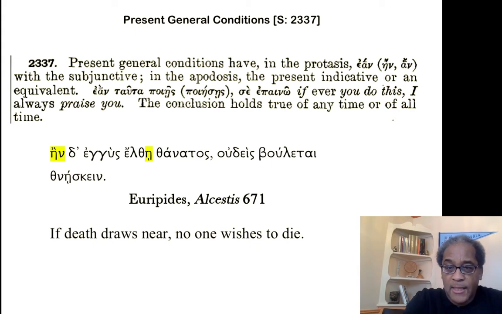So, to take a literary example from Euripides, Alcestis, line 671, if death draws near, no one wishes to die. Ei ten dengus el te thanatos, udes bouletai ne skein.